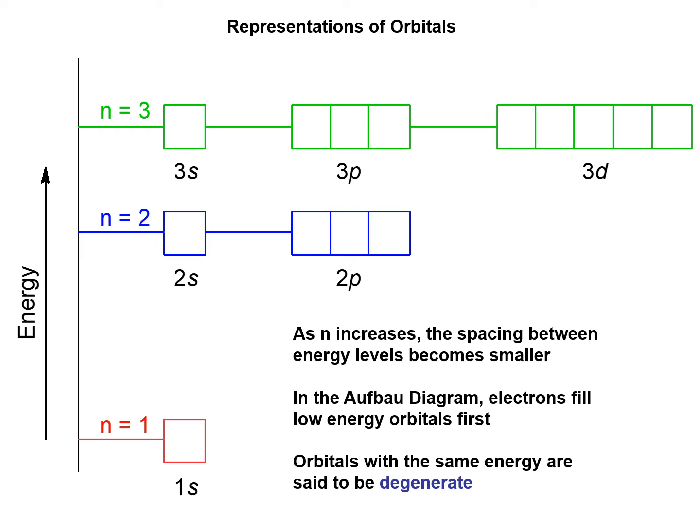The representations of orbitals can be shown in an energy diagram. As n increases, the spacing between energy levels becomes smaller. In the Aufbau diagram, electrons fill low energy orbitals first. Orbitals with the same energy are said to be degenerate. So the 2p has 3 degenerate orbitals. The 3d has 5 degenerate orbitals. N1 is the lowest energy. As we increase to n2, the energy is increased, and n3 it is even further increased.